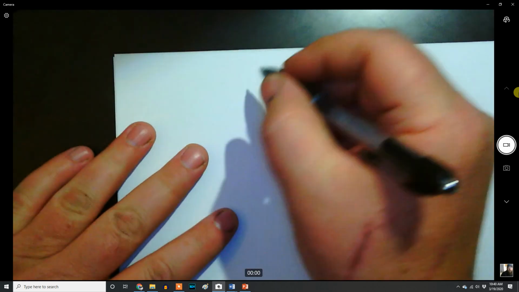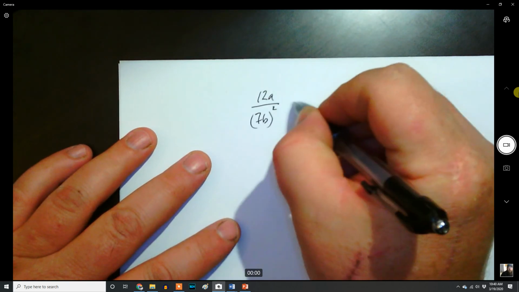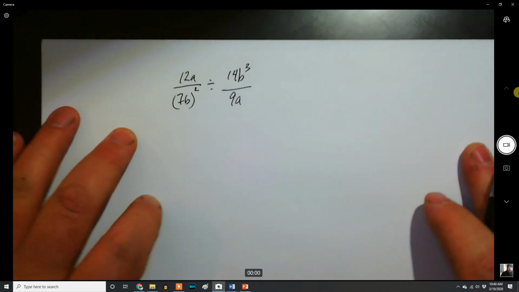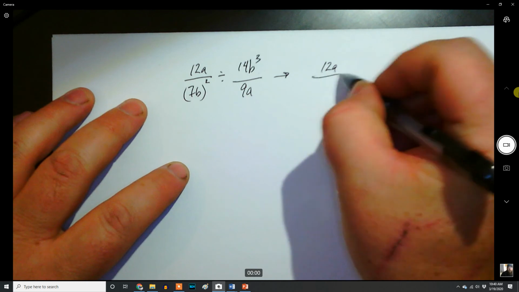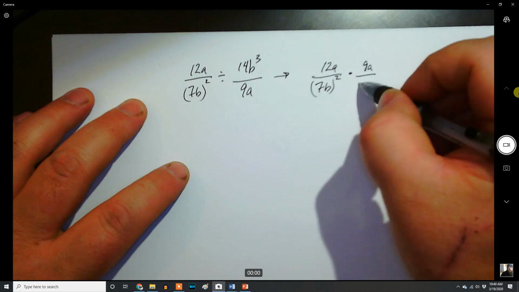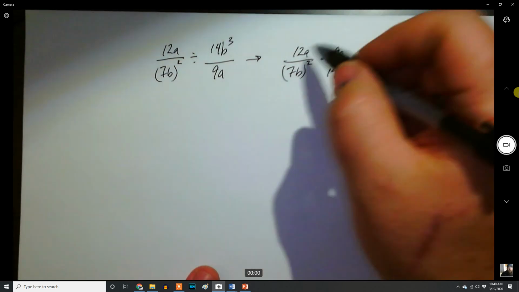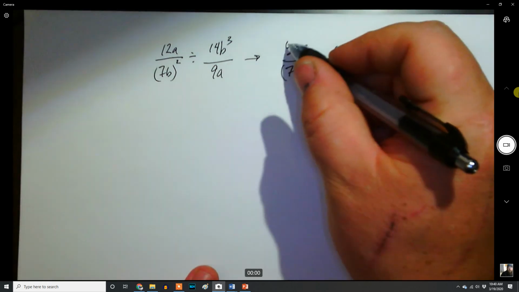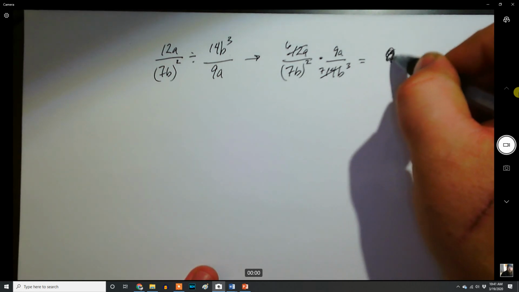Let's review this one again. Let's go ahead and start over. What we had was 12a, 7b squared. Sometimes when you see things the second time, it's clearer, and there are some extra issues here that I want to make sure are good. So here's what we've got. We're going to rewrite this one: 12a over 7b squared times 9a over 14b cubed. Now that we have multiplication, we can reduce if possible. There's only one thing to reduce, the 14 and the 12. So we've got 6 times 9, which is 54.